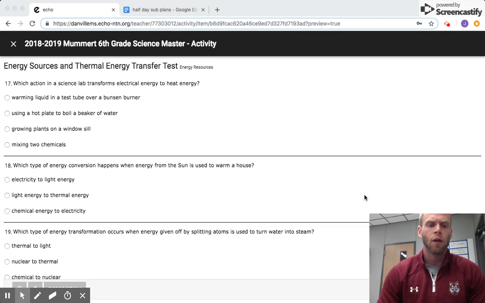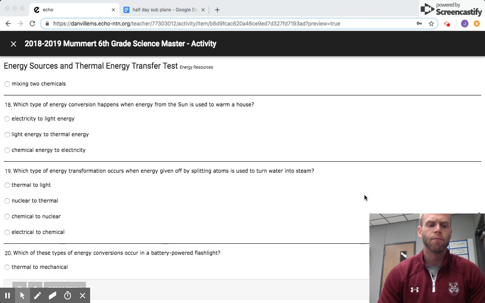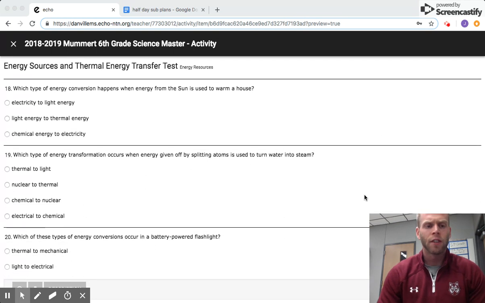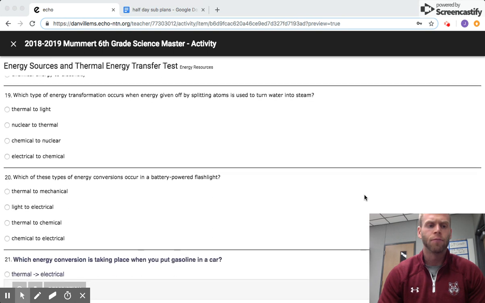Number 17. Which action in a science lab transforms electrical energy to heat energy? Warming liquid in a test tube over a Bunsen burner, using a hot plate to boil a beaker of water, growing plants on a windowsill, mixing two chemicals. Number 18. Which type of energy conversion happens when energy from the sun is used to warm a house? Electricity to light energy to thermal energy, chemical energy to electricity.